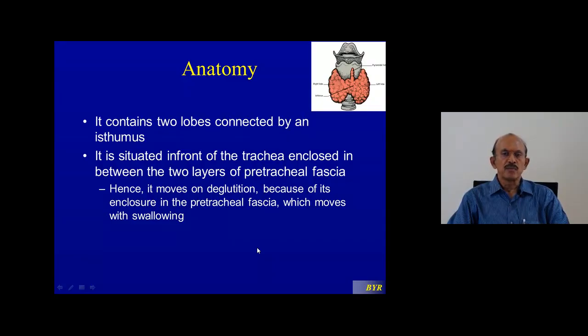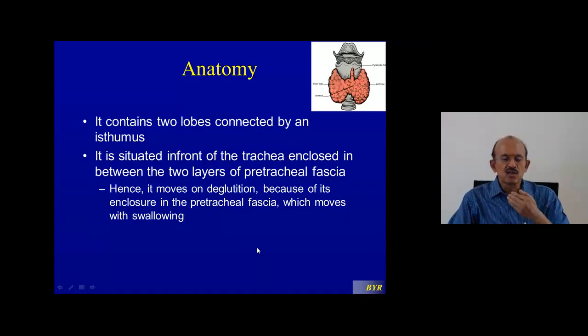During swallowing, the thyroid cartilage and cricoid cartilage move upwards. So when they move upwards, automatically the pretracheal fascia also moves upwards. So because of the movement of the pretracheal fascia, the thyroid gland also moves upwards on swallowing.